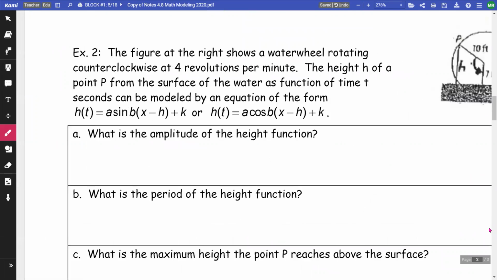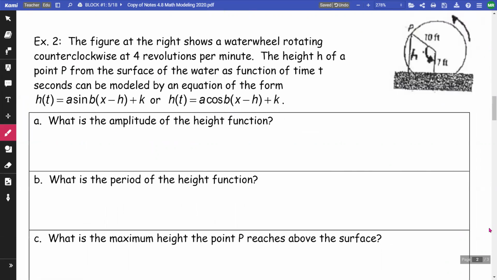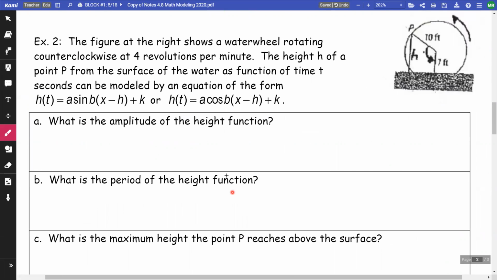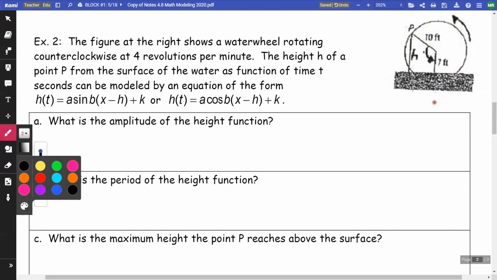Okay, so now we have another situation. This one is a water wheel. So it's going down into the water. It says that 4 revolutions per minute. The height h of a point P from the surface of the water as a function of time t seconds can be modeled by an equation of the form.